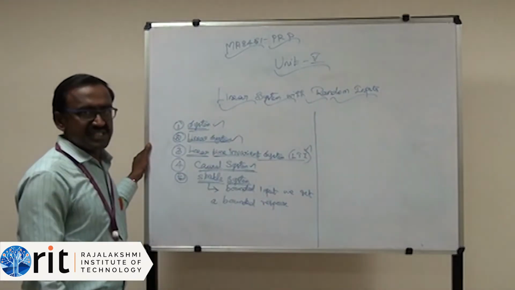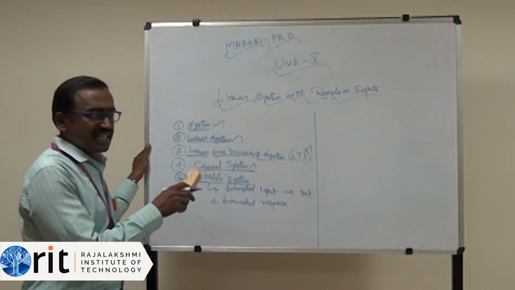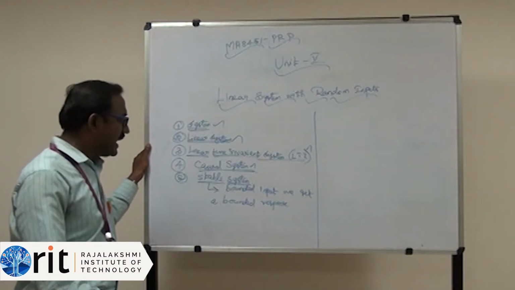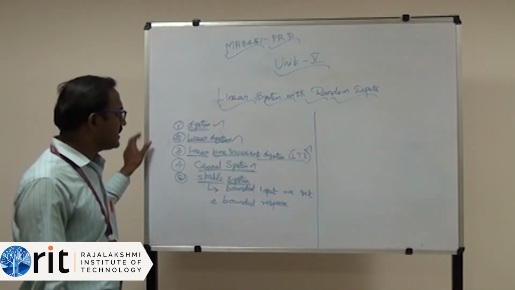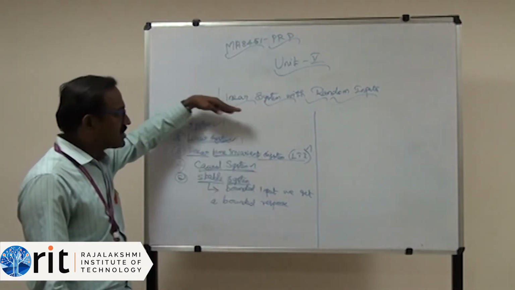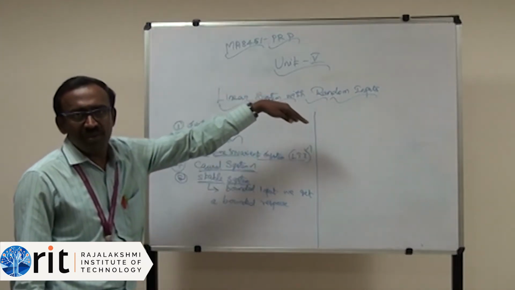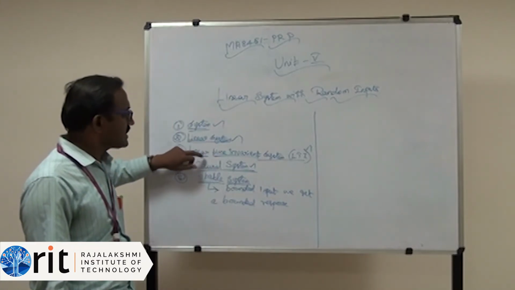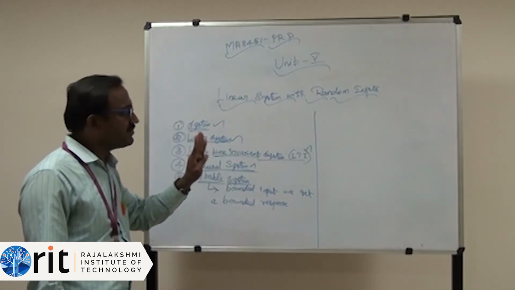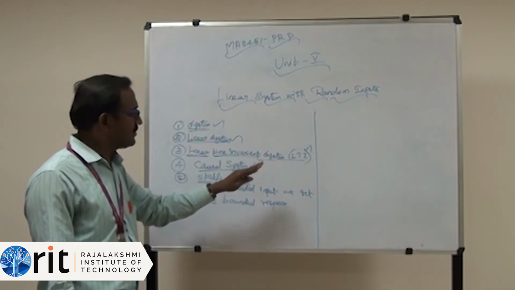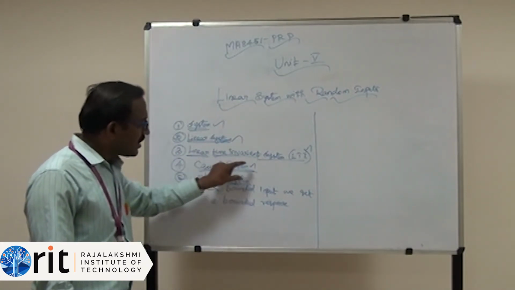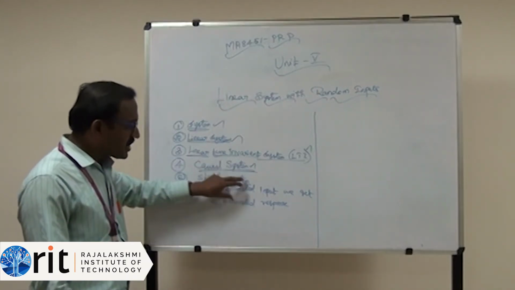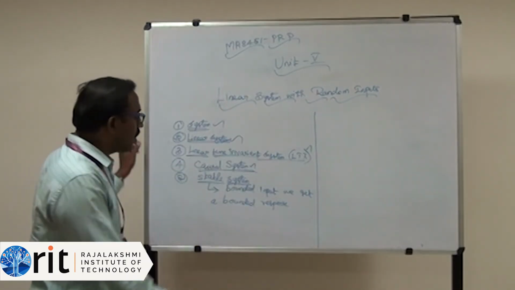Then, what is a linear system? What is a time invariant system? What is a causal system? And stable system. So it is very clear that a system is nothing but a functional relationship between the input and output of the system. A linear system should satisfy the linear properties. Time invariant: the same shift in the input gives the same shift in the output. Causal: it depends only on past values, past input. Stable: a bounded input gives a bounded output.